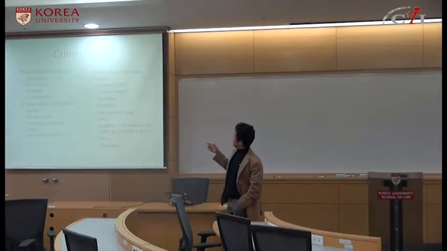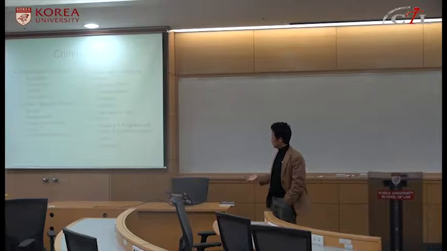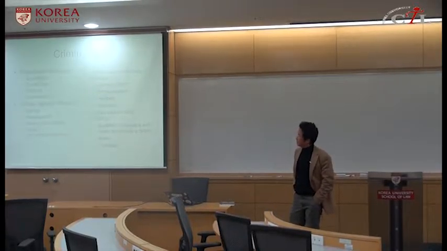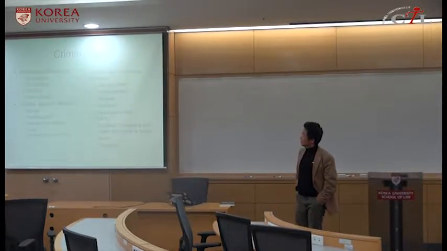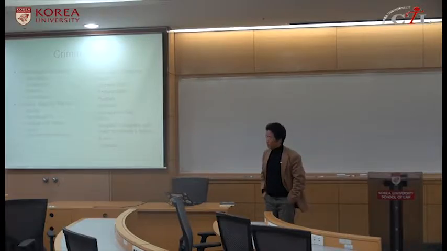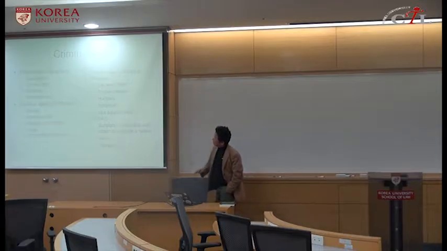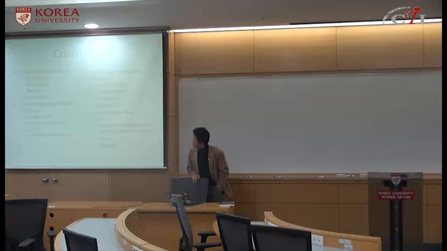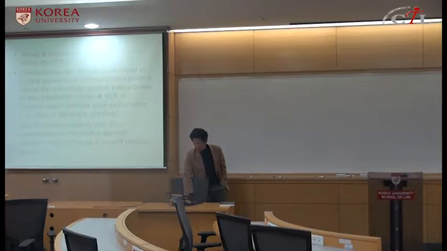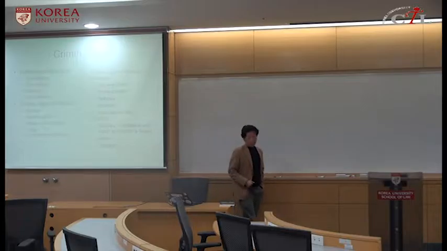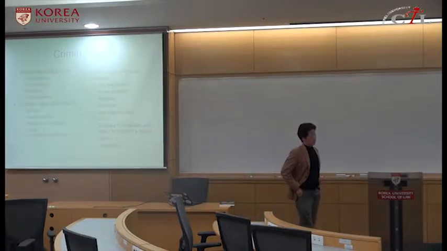And then the crimes can be categorized into these three big categories. Crimes against the person. Murder. Repeat after me. Murder. Manslaughter. Assault and battery. False imprisonment, kidnapping. So, you know what murder is? What do you think manslaughter is?